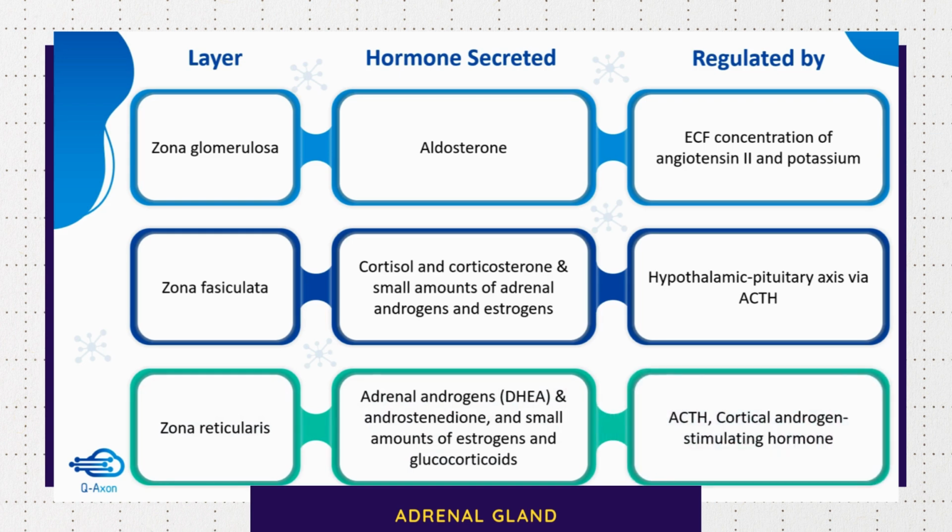The next layer, namely zona reticularis, secretes adrenal androgens and androstenedione. It also secretes small amounts of estrogens and glucocorticoids. These hormones are regulated by ACTH and cortical androgen stimulating hormone.